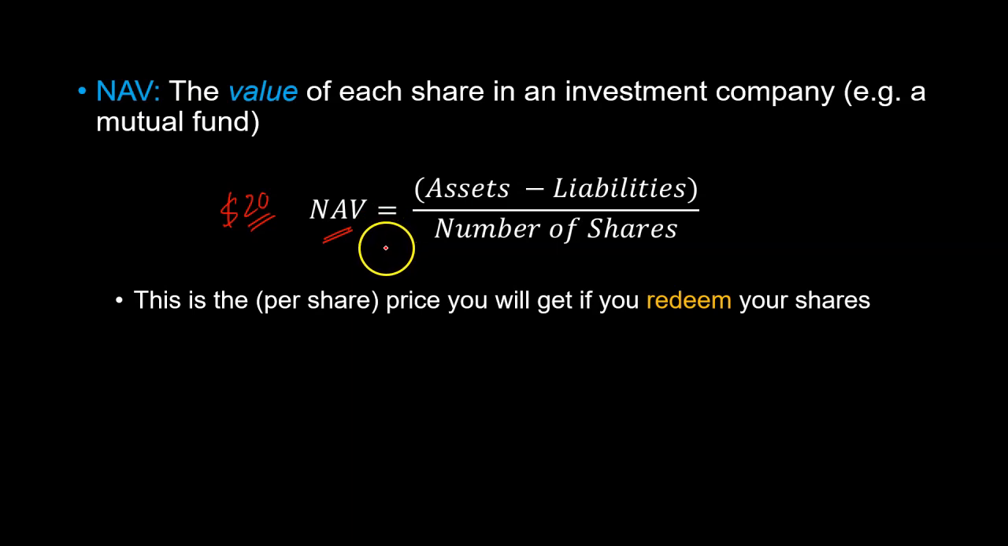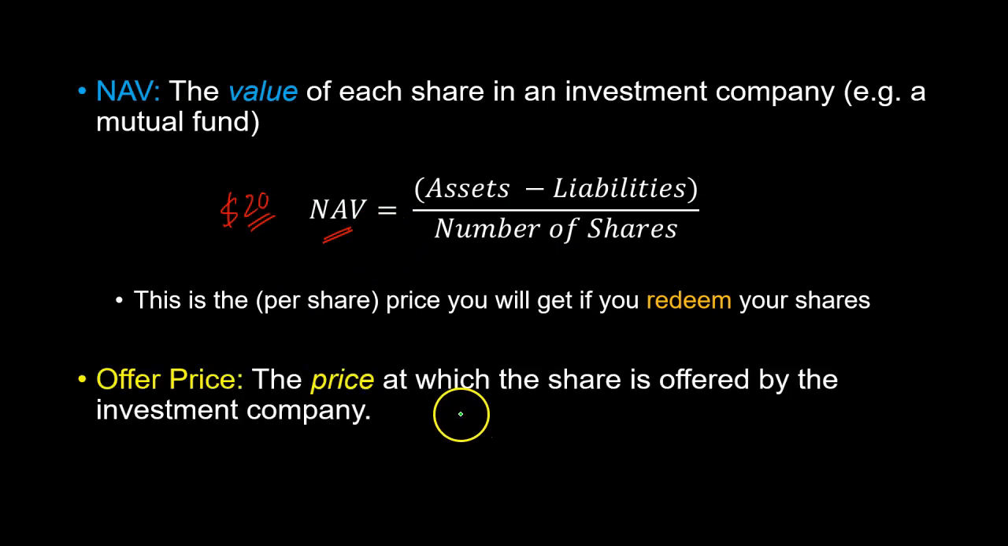Now, in contrast, the offer price is the price at which each share is offered by the investment company, such as a mutual fund. And at first you might say, well, shouldn't the price be also equal to the net asset value? And the answer is no. Why? Because the mutual fund managers want to be compensated for managing the fund, and therefore they charge you a price that is somewhat higher at the time they're offering the shares to you. So the offering price tends to be higher than the net asset value.